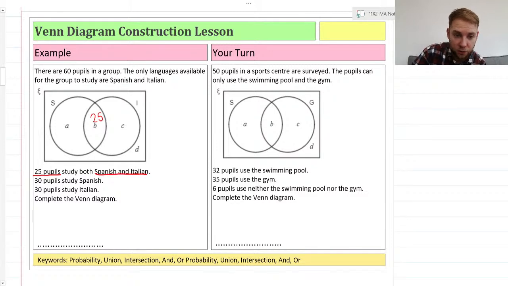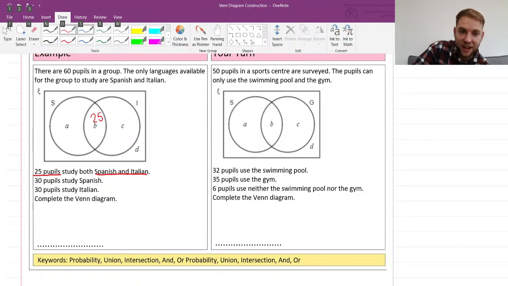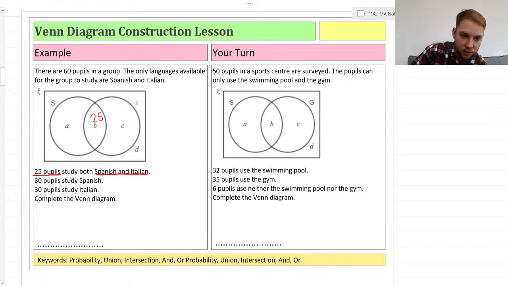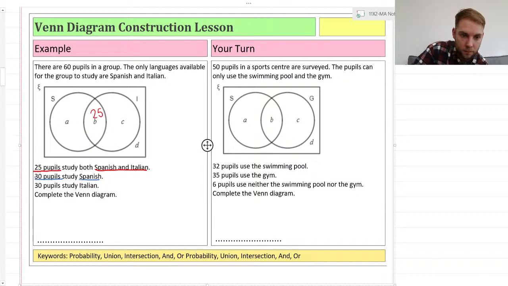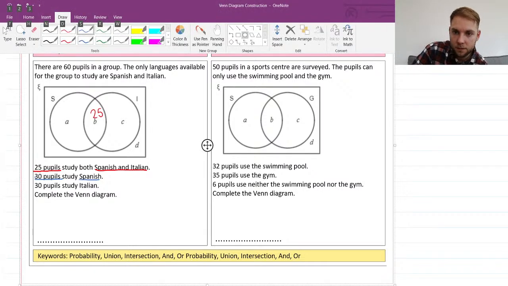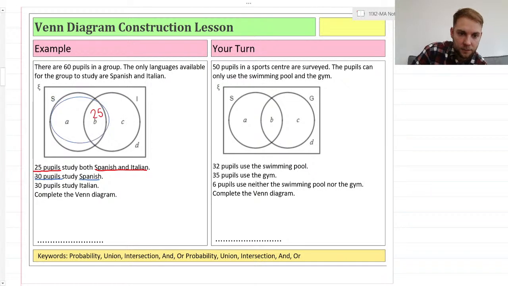Now, 30 students study Spanish, which means that this left-hand circle here represents 30. Which means that if the full circle is 30 and the middle part is 25, then this left-hand side is going to be 5 there.